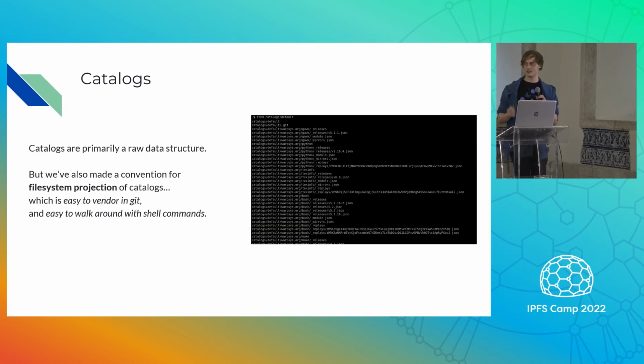So, as I mentioned, although this is an IPLD native data structure and it's just a Merkle tree, we do also have a standardized way of projecting this into a file system, which is intentionally easy to put in a Git repo and walk around with shell commands. It's a convenience thing.